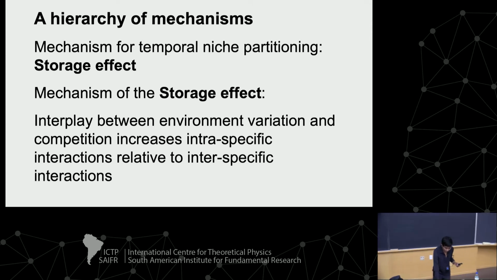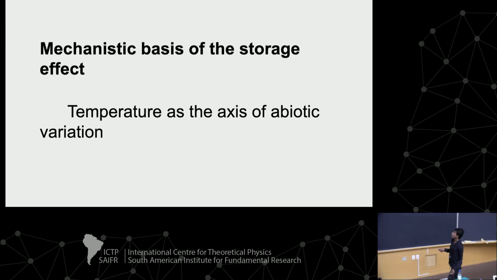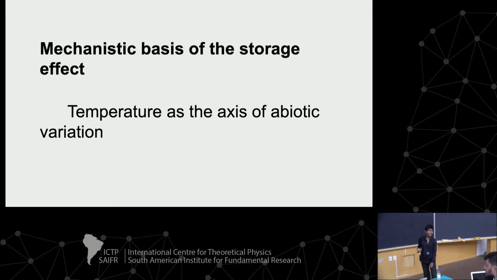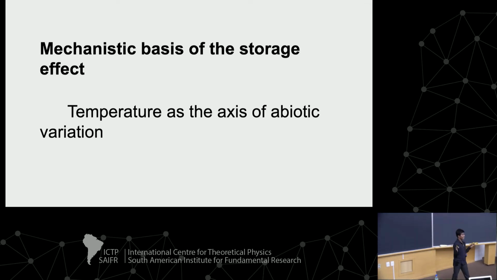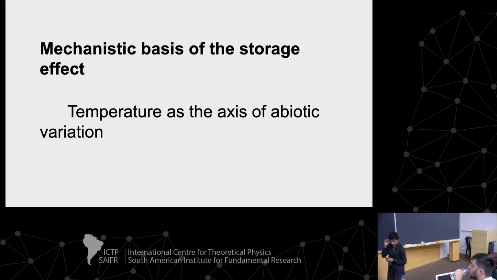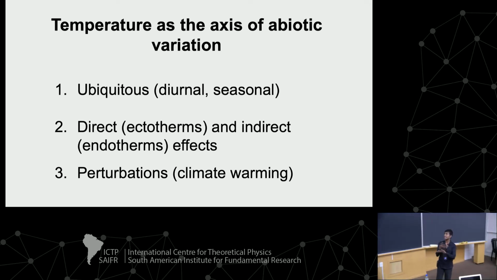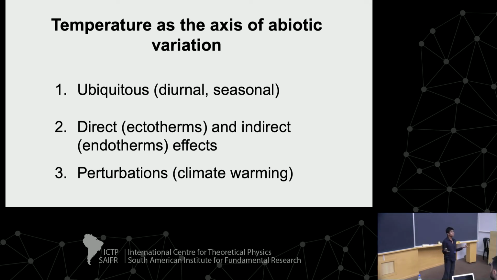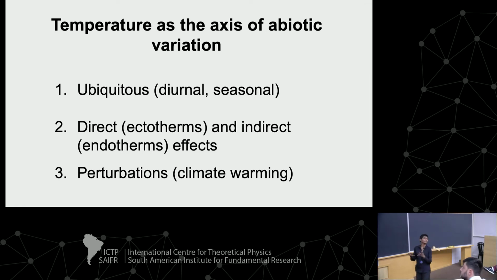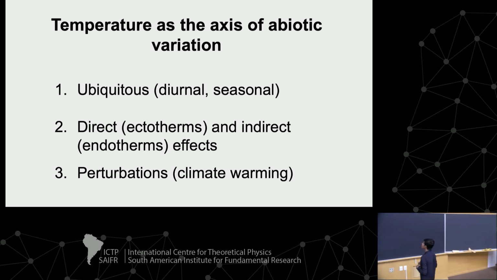So what I'm going to do is talk about the mechanistic basis of the storage effect with temperature as the axis of abiotic variation. The reason I do that is temperature is one of the most important sources of environmental variation. Every community experiences some sort of temperature variation, and although it is the ectotherms, how many people know what ectotherms are? Oh, that's a minority. These are species whose body temperature is dependent on the environmental temperature, everything apart from birds and mammals.